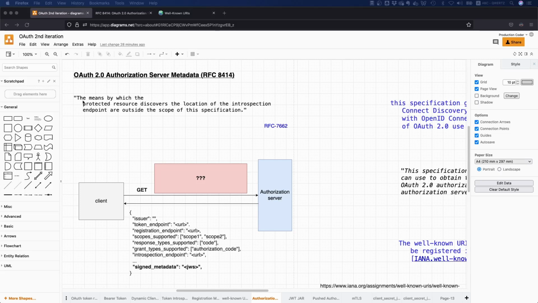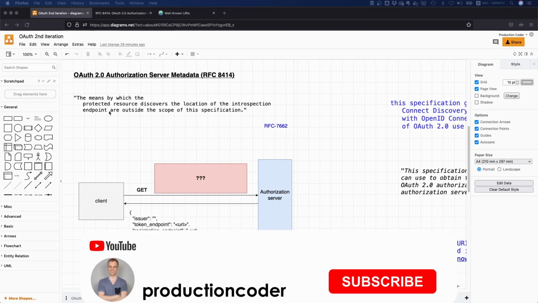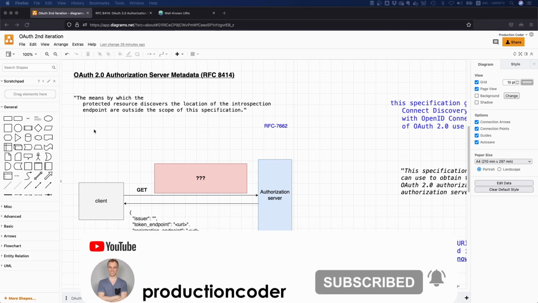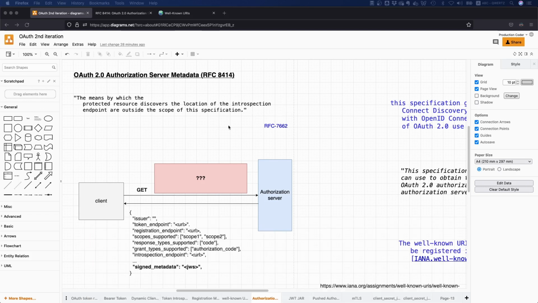You might have read something like, "the means by which the protected resource discovers the location of some endpoint," so in that example, the introspection endpoint, "are outside the scope of this specification." So in most of the specification, it is just assumed that you as a client know where the specific endpoint is, like where the introspection endpoint is, where the token endpoint is, where the dynamic client registration endpoint is, and so on and so on.